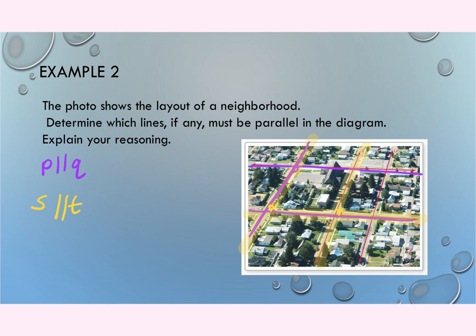Now, I don't have any marks on that last line, U, so I can't use those. And the reasoning here is that last theorem, which says lines perpendicular to a transversal theorem. If you don't remember the name, you can always explain it. If two lines are perpendicular to the same line, then those two lines are parallel.